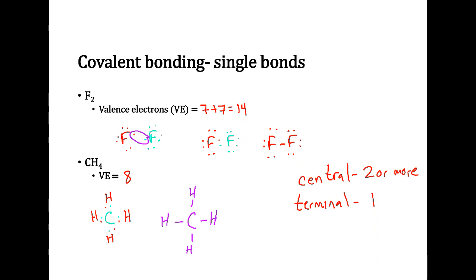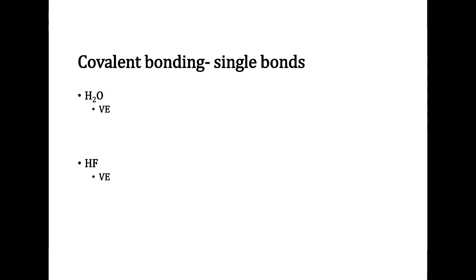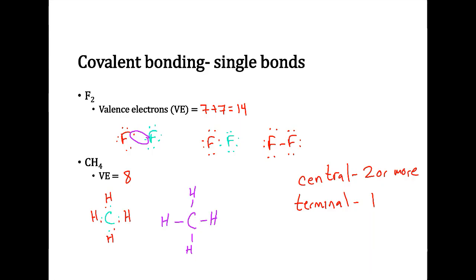All right, so let's go ahead and try another one. Let's look at H2O. One of the things that I want to go back and point out about CH4 is that carbon is our central atom. Carbon is always a central atom for us. Okay? And terminal atoms are things that are only bonded to one other thing. For us, hydrogen is always a terminal atom.